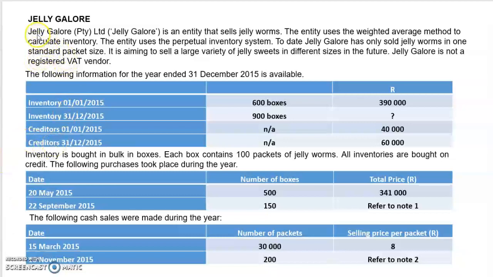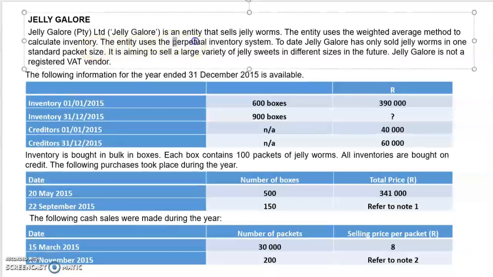So let's quickly have a look at an example of how we're going to combine inventory valuation and insurance. Jelly Galore is an entity that sells jelly worms. The entity uses the weighted average method to calculate inventory. The entity also uses the perpetual inventory system. To date, Jelly Galore has only sold jelly worms in one standard packet size. It is aiming to sell a large variety of jelly sweets in different sizes in the future. Jelly Galore is not registered for VAT.